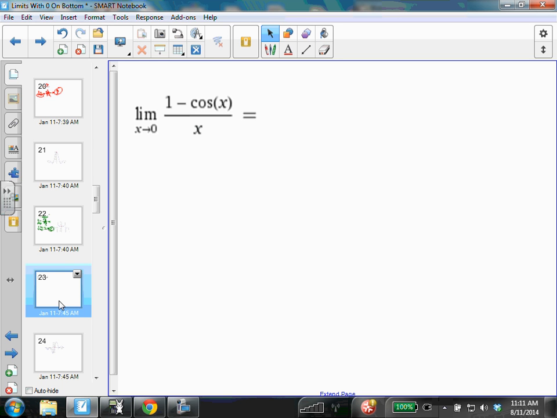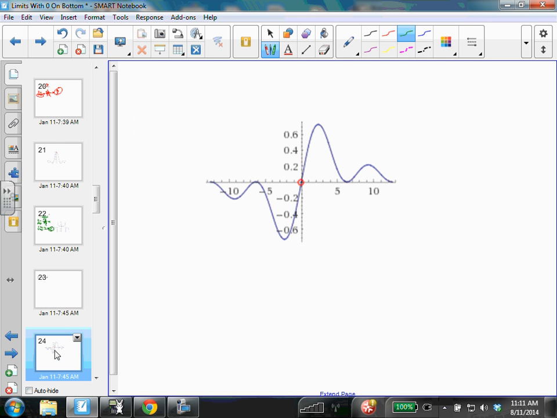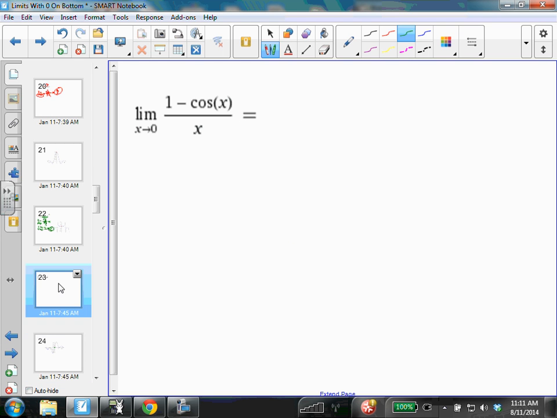This is one you have to memorize. Okay. So you can graph it, and this is what the graph would look like. Okay. So you can see that as x approaches 0, the y value is approaching 0. But this is one you just kind of have to memorize. Okay. So 1 minus cosine x over x, 0.